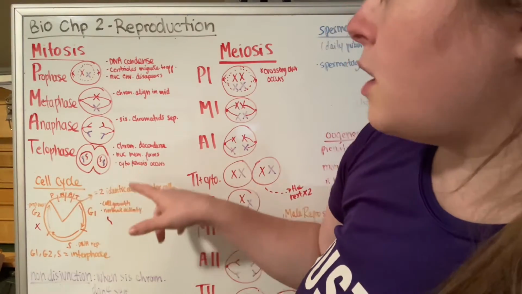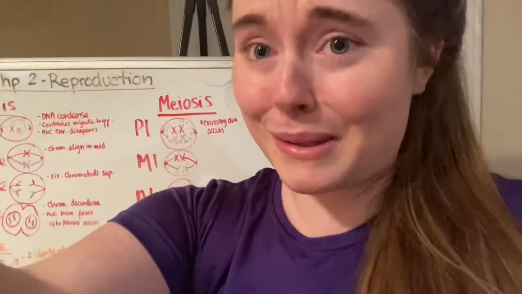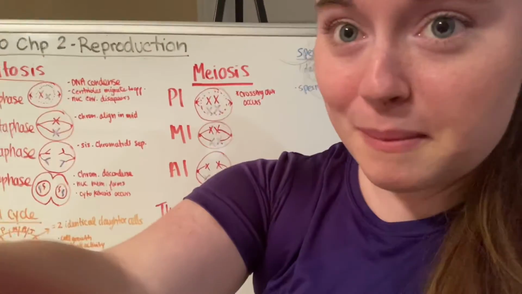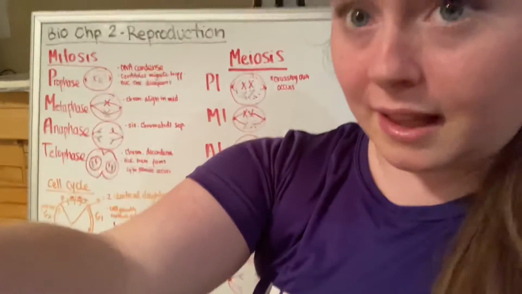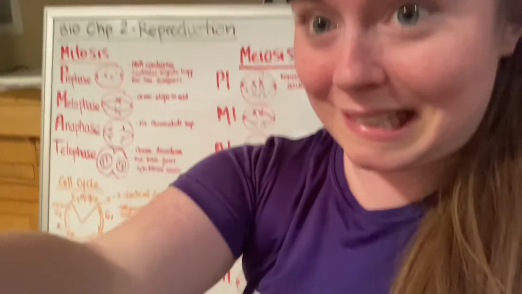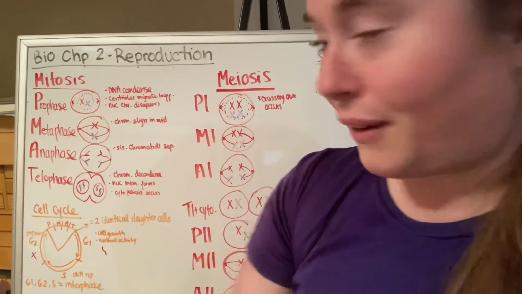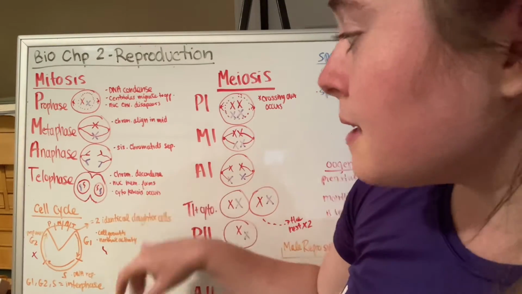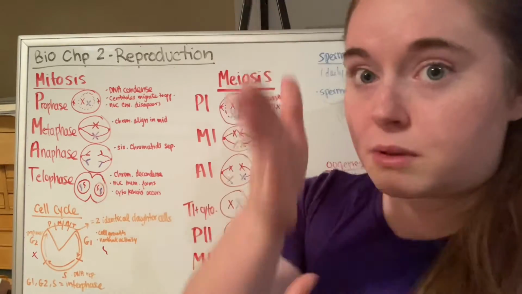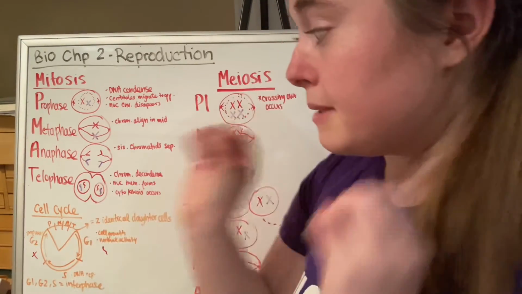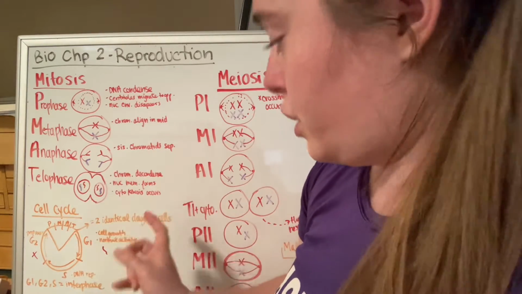Then we have telophase and cytokinesis, which is when the chromosome decondenses and the nuclear membrane begins to form again, and cytokinesis occurs, which is the actual splitting of the 2 cells that you have now. So the result of mitosis is 2 identical daughter cells.